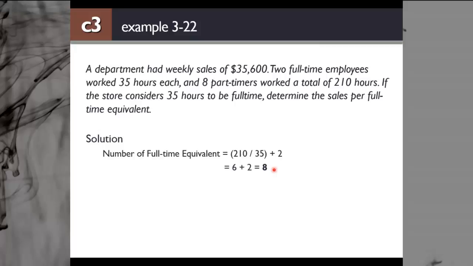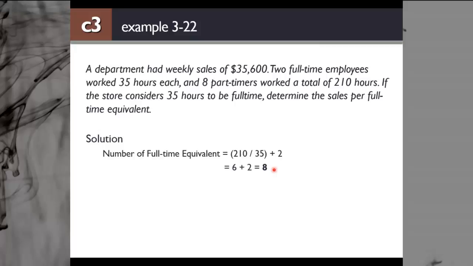Don't think about part-time or full-time. How many workers do you have? 10, 8 plus 2. But if you want to convert that to the full-time equivalent, your 8 part-timers are equivalent to 6 full-time workers. So that's good.